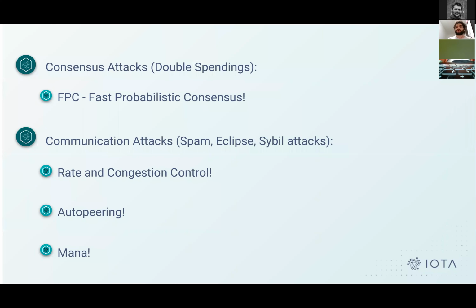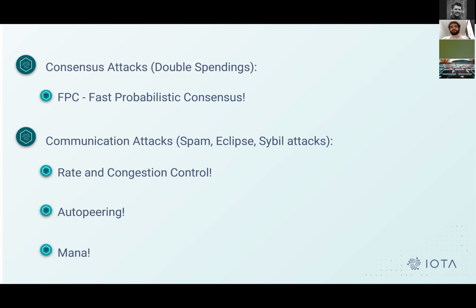So we have many different modules that take care of those things. Especially, I would say we have rate and congestion control. We have auto peering, and then we have also mana. I would put those three as the modules for Coordicide that take care of communication problems. Mana is not directly taking care of communication, but it takes care of Sybil, because someone cannot really do harm in the network by creating many identities.